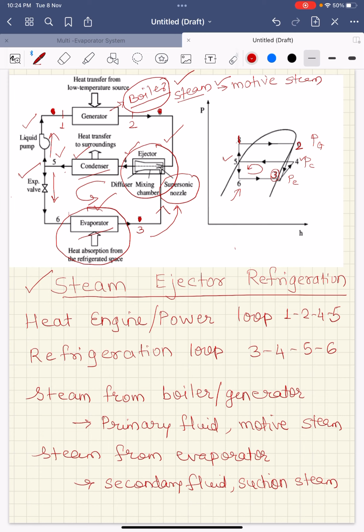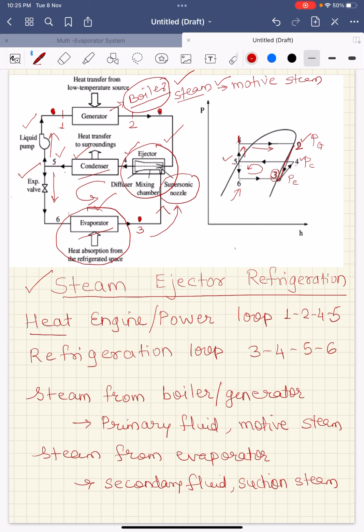In the power loop, or the high pressure loop, the steam at state 4 is condensed to state 5, then it is pumped back to state 1 in the pump. In the generator or boiler, it is boiled and we create a motive steam, and this motive steam is then expanded in this supersonic nozzle up to state 3. It gets mixed and comes back to state 4. At state 4, it goes to the condenser and comes to state 5. So this way you have two loops.